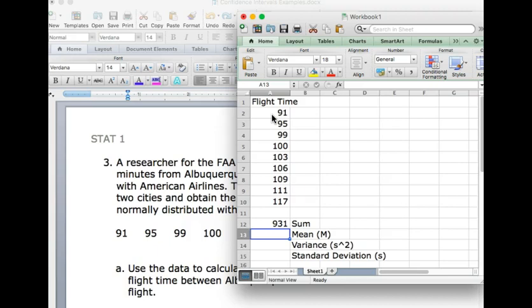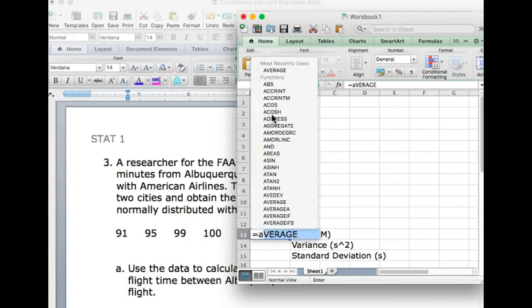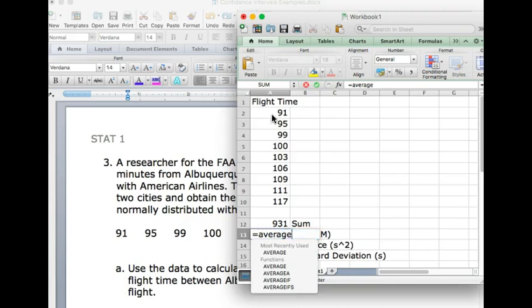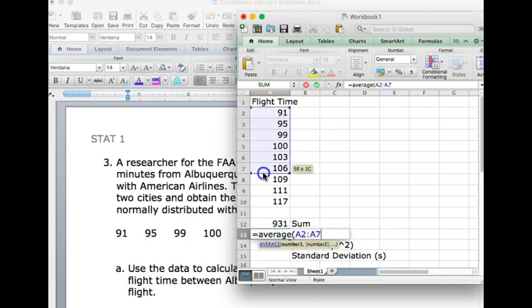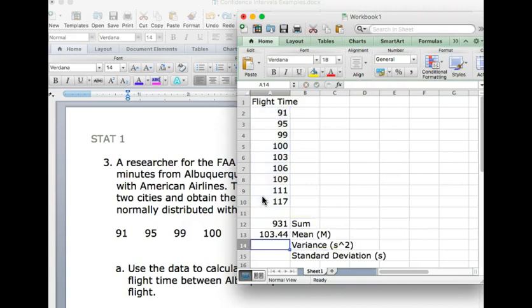Okay. So let's see if we can figure out the mean. So equal, and the mean in Excel is average. And open parentheses. And it doesn't matter if you start from the top or the bottom. Just make sure you highlight the 9 data values. Close parentheses. And there it is. There's our sample mean is 103.44. So let's do variance.